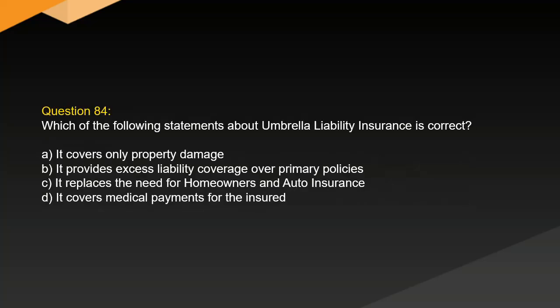Question 84. Which of the following statements about umbrella liability insurance is correct? A. It covers only property damage. B. It provides excess liability coverage over primary policies. C. It replaces the need for homeowners and auto insurance. D. It covers medical payments for the insured.